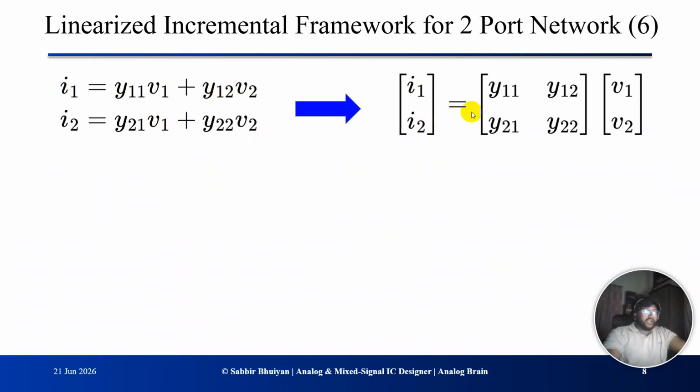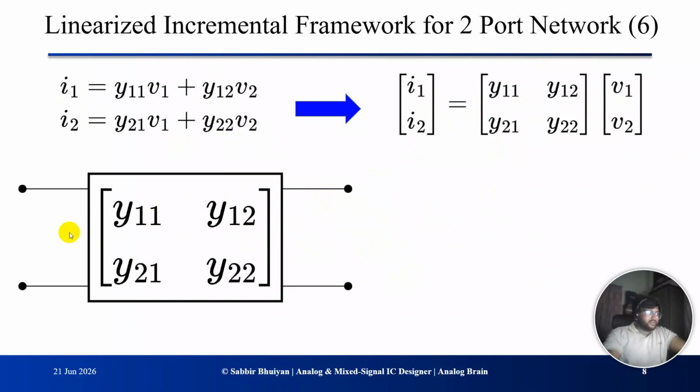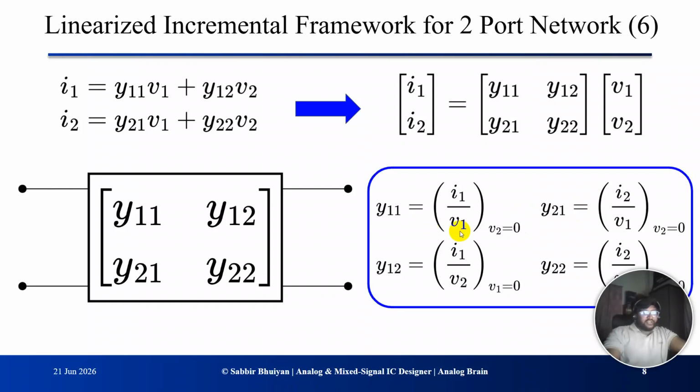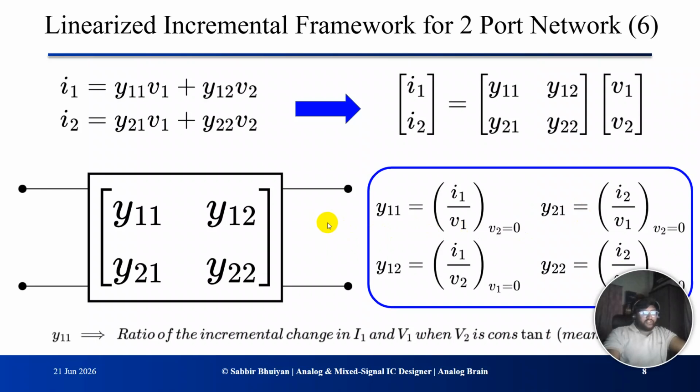So this is I1, I2, and this is the matrix form. And now this is the actual two port circuit. One important physical reading of each parameter, take Y11 as the example. It is the ratio of the incremental change in I1 to V1 while V2 is held constant, which in small signal terms just means V2 equals 0. Each y parameter is a partial derivative, a slope on an IV curve measured with the other port's small signal voltage shorted to 0. Keep that other port shorted intuition. It's going to matter a lot in a few minutes.